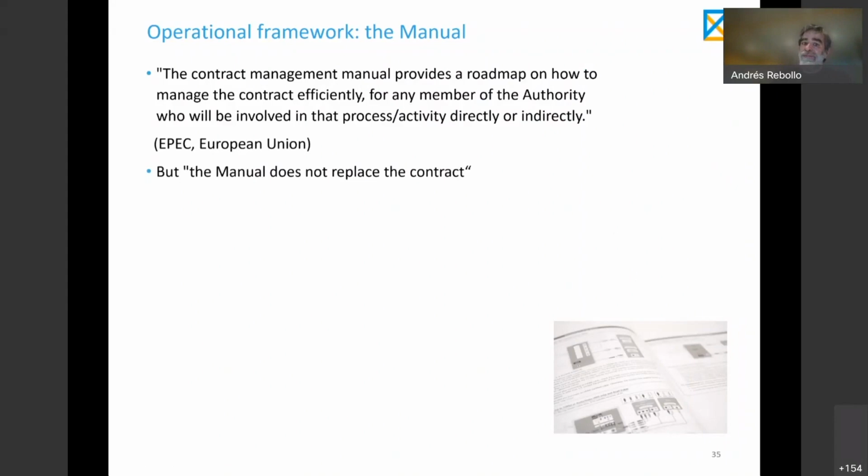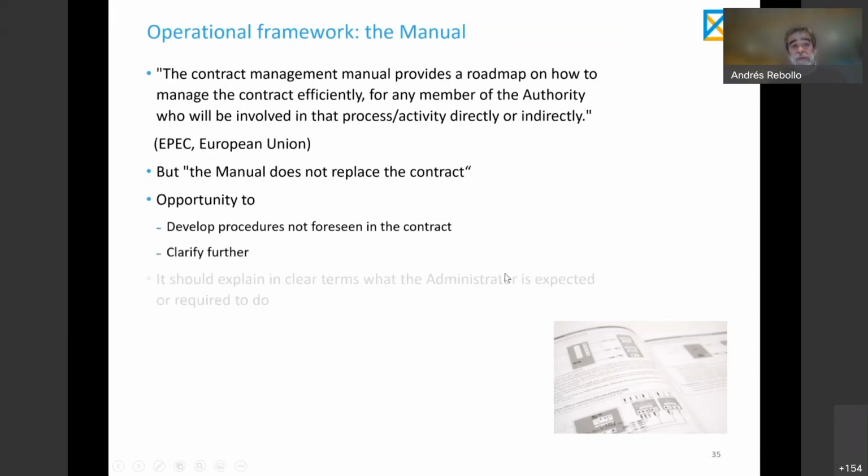The manual will qualify the contract, but the manual will not replace the contract. The king of the contractual procedures and operational framework is the contract. But the manual is a good opportunity to develop further procedures that have not been foreseen in the contract or are not detailed in the contract, to clarify any potential ambiguous provision for the sake of clarity. So we, let's say, settle in the manual the interpretation of that particular provision, for example. The manual should explain in clear terms what the administrator is expected to do when managing the contract.